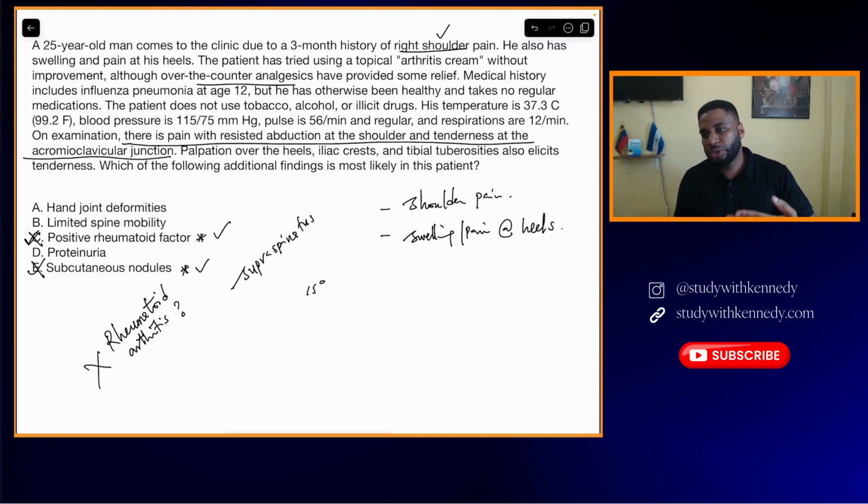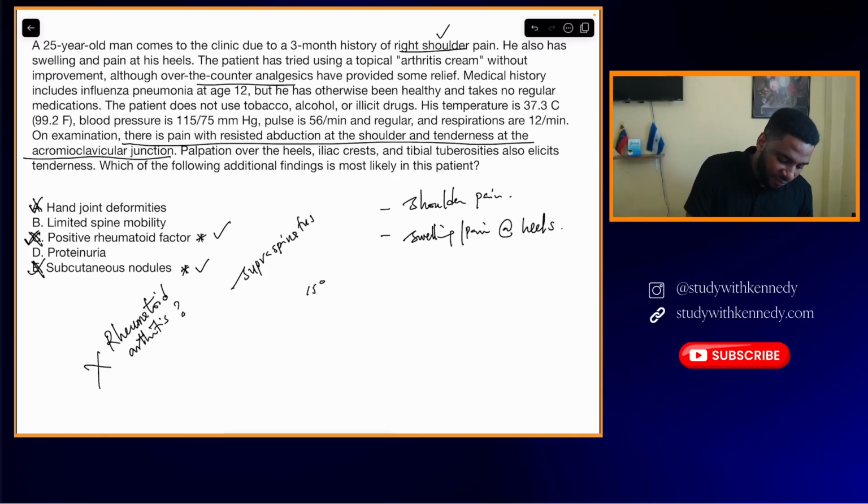Again, if you are one of those students that you don't know what to do, this is one way to rule out options that mean the same thing. Two options, three options that are literally the same thing. You should probably not pick any of them, right? Positive rheumatoid factor is seen in rheumatoid arthritis. Subcutaneous nodules is seen in rheumatoid arthritis. So we should probably not pick rheumatoid arthritis.